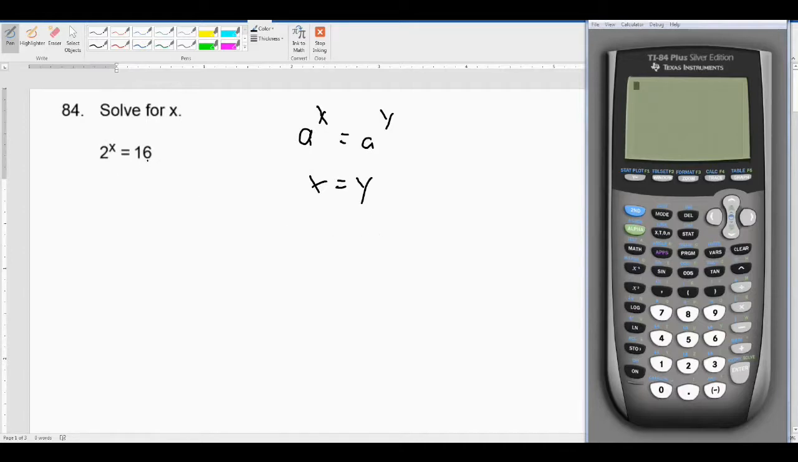So let's see if we can convert that 16 to base 2, because this base over here, to the x, the 2 can't do anything. It stays 2. But 16, did you know that 16 is the same as 2 to the 4th? Check it. And therefore, since those bases are the same, that must mean the exponents are the same, so therefore x equals 4. Those bases like cancel out.